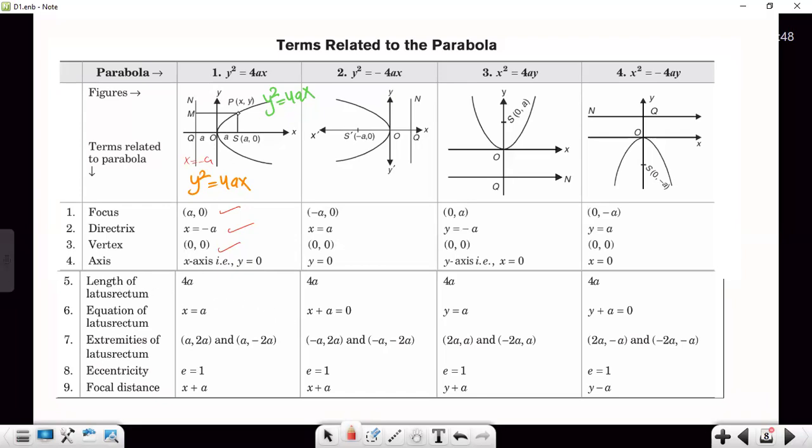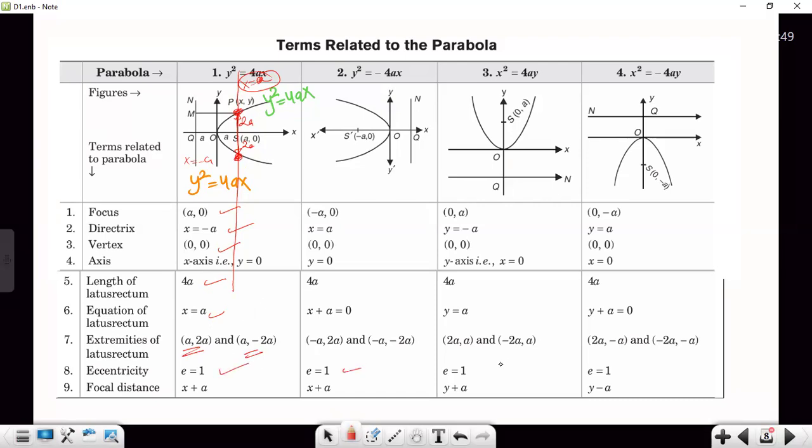Length of latus rectum: this length is 4a, 2a this side and 2a this side, completely 4a. The equation of the latus rectum is x is equal to a. This whole line, the equation is x is equal to a. These are known as the extremities of the latus rectum, which are (a, 2a) and (a, minus 2a). We have already talked about it.